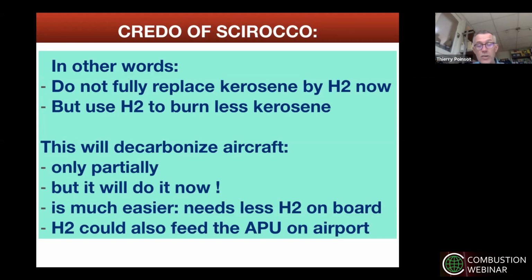And actually, since you have this H2 on board now, you could also feed the APU with H2 on the airport and produce only water. That would be good for a change, you would not have this smell on airport, and a lot of people would like it. So in terms of practical aspects, you see that H2 today, or let's say in the years to come, could have very interesting applications for turbines without thinking of these dream aircraft which will fly and produce only water. Maybe one day they will fly, okay? But in the meantime, we could go for more realistic solutions.